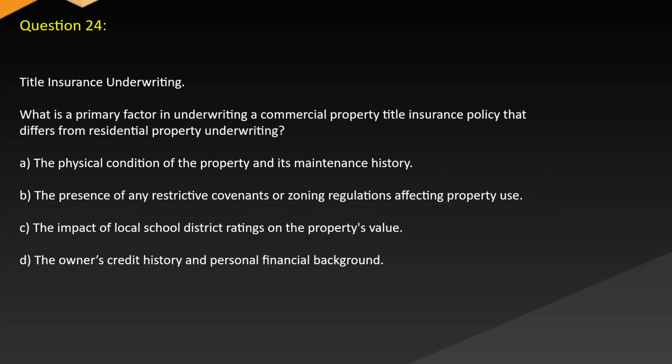Question 24. Title insurance underwriting. What is a primary factor in underwriting a commercial property title insurance policy that differs from residential property underwriting? A. The physical condition of the property and its maintenance history. B. The presence of any restrictive covenants or zoning regulations affecting property use. C. The impact of local school district ratings on the property's value. D. The owner's credit history and personal financial background.